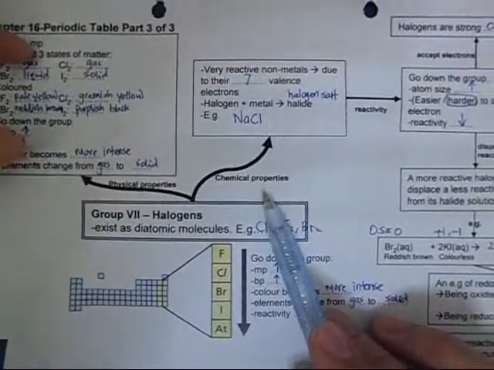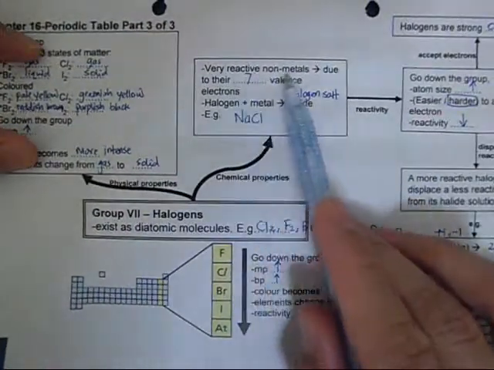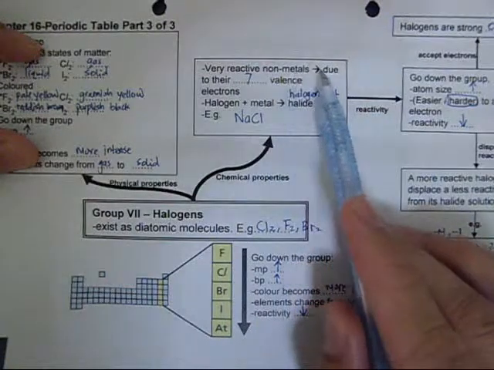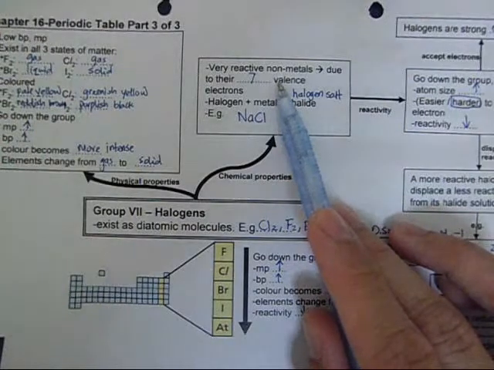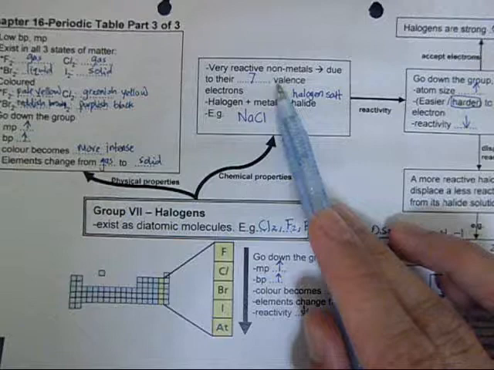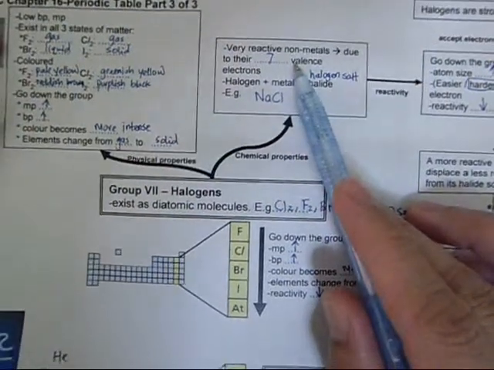Okay, now how about chemical properties? Halogens are very reactive non-metals. Why? Because they have 7 valence electrons. They're only short of 1 electron. So they'll try their very best to get that 1 electron that they are missing. That is why they are very reactive.